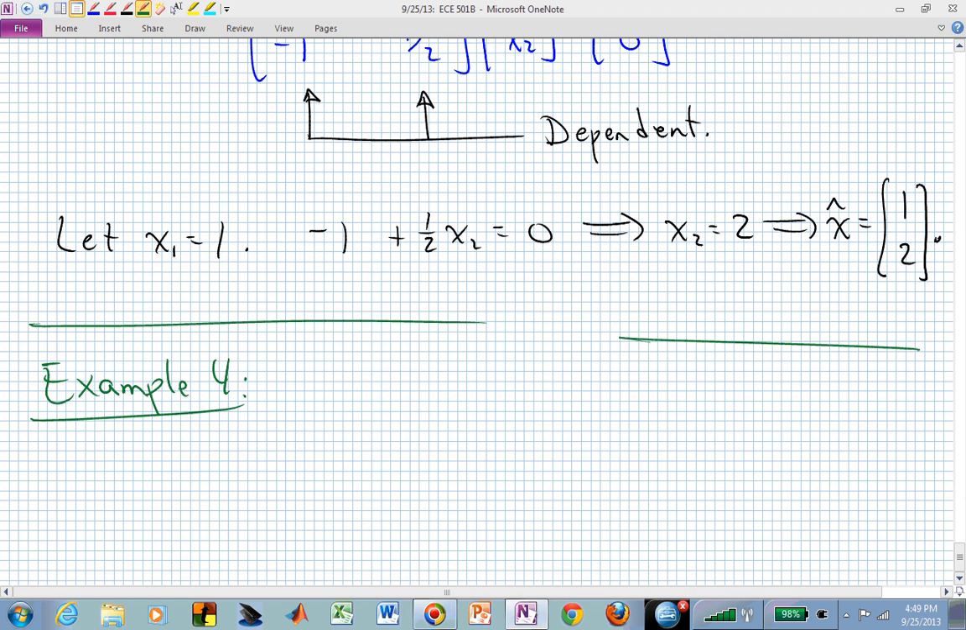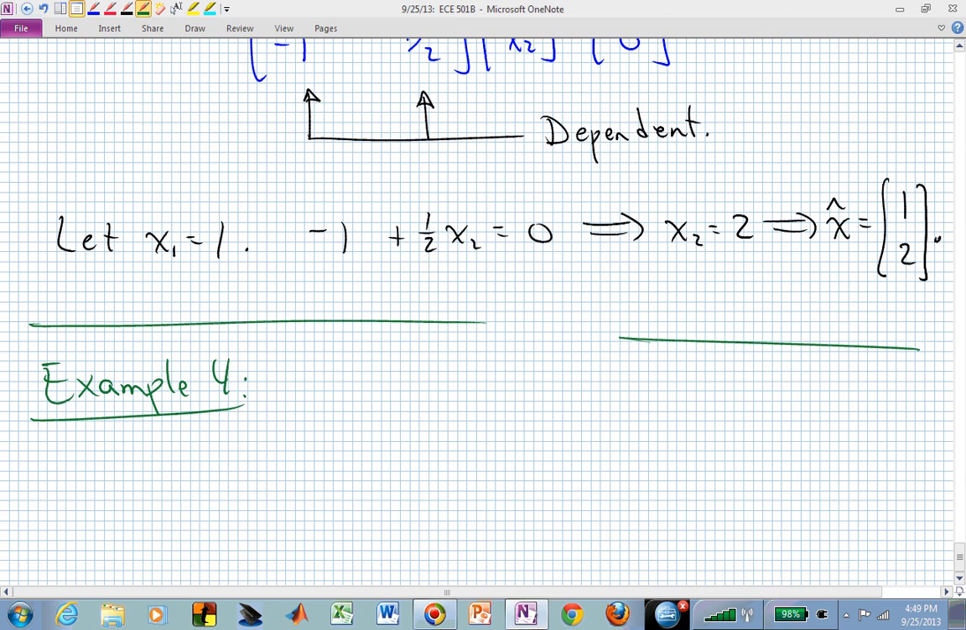So the question was, why did we pick x1 equal to 1? Because I thought that would make my life easier. You can choose x sub 2 equal to 1 and solve for x1. You just need to find two values for x1 and x2 that satisfy that equation. And as long as you do that, you're okay. That will give you a legitimate eigenvector.